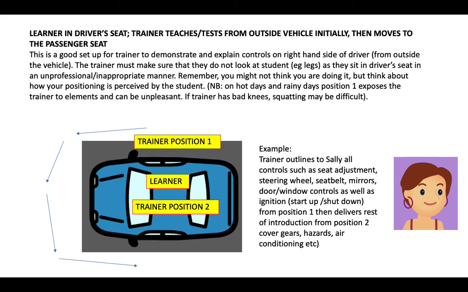The example here is the trainer outlines to Sally all the controls such as seat adjustment, steering wheel, seatbelt, mirrors, door window controls, as well as ignition, start up and shut down. From position 1, then delivers the rest of the introduction from position 2, covering the gears, hazard lights, air conditioning, etc.